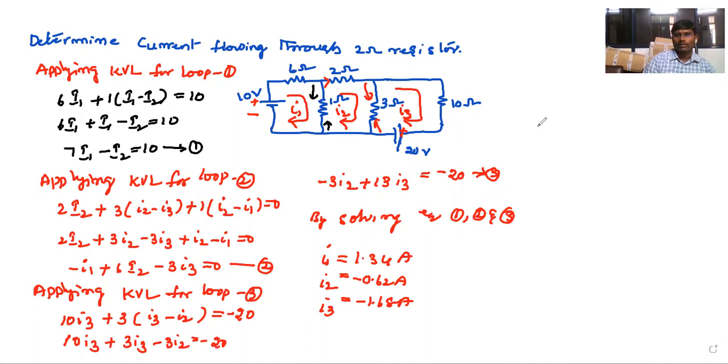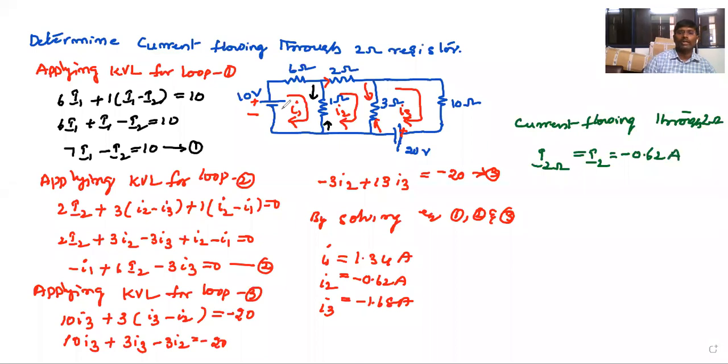Okay. Current flowing through 2 ohm is equal to I 2 ohm, which is equal to I2. What is I2? Minus 0.62 amps. Okay? What do you mean by minus 0.62?